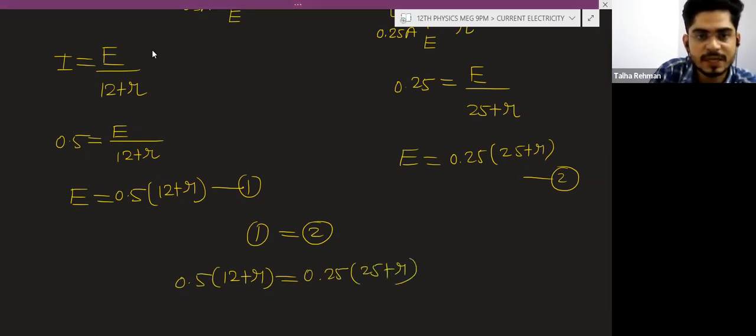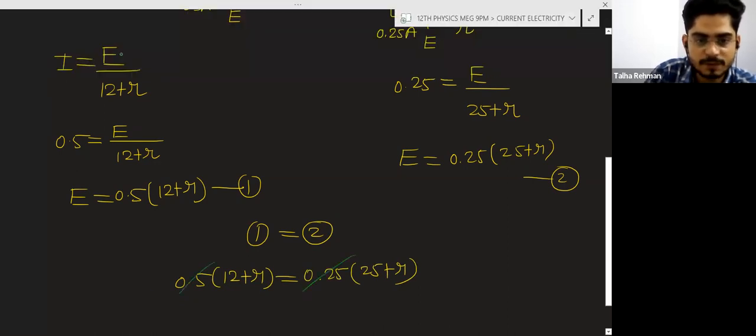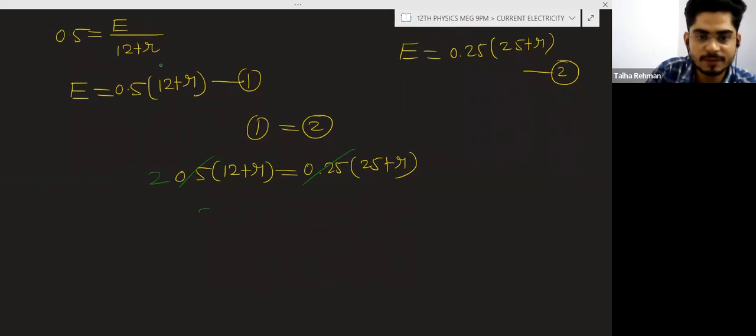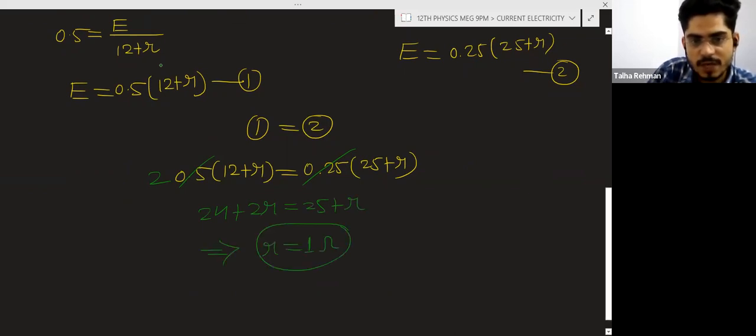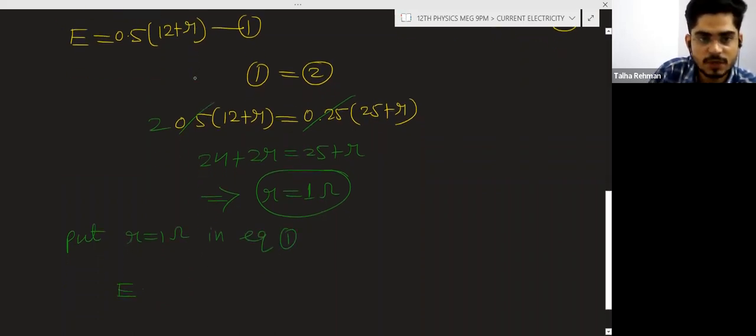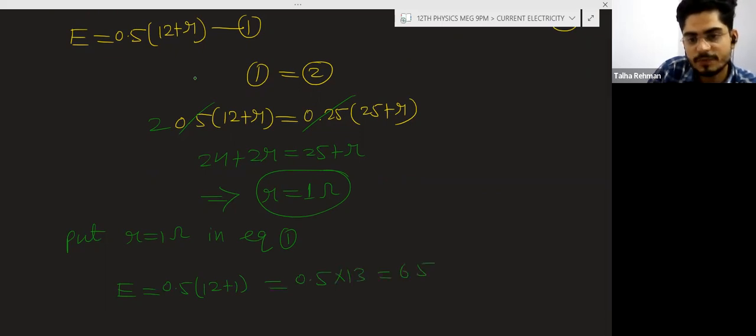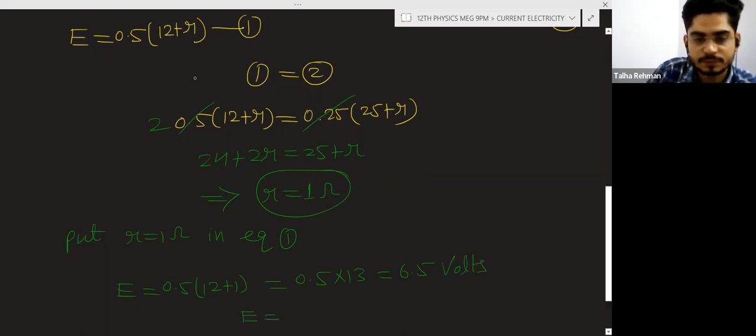Now when you cancel this out, the 0.25, this will become 2. Now multiply this 2 with 12. This will become 24, plus 2r, equal to 25 plus r. From here you get r is equal to 1 ohm. When you put r equal to 1 ohm in equation 1 or 2, you will get your answer. So E is equal to 0.5 times (12 plus 1). This will become 0.5 times 13. You will get 6.5 volts. So the EMF is 6.5 volts. This is your answer.